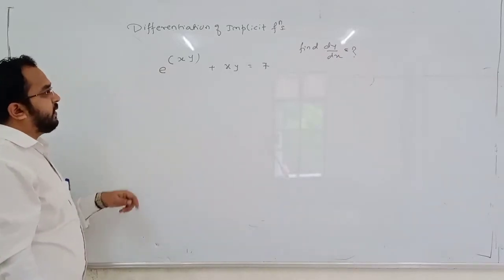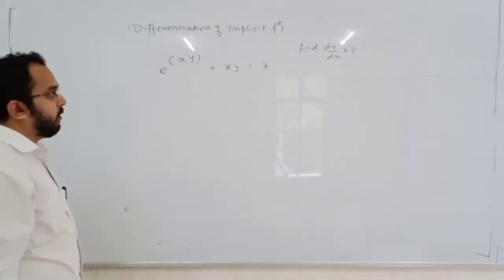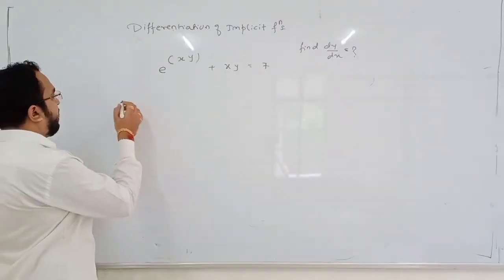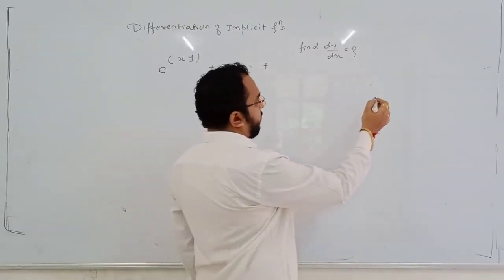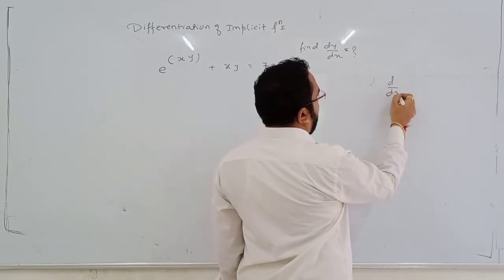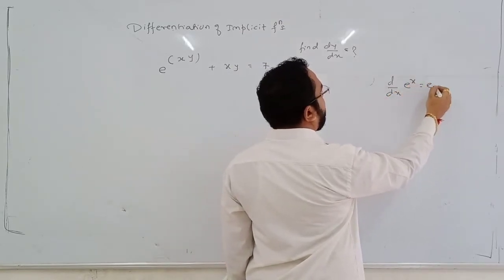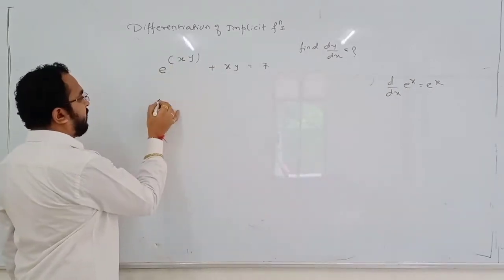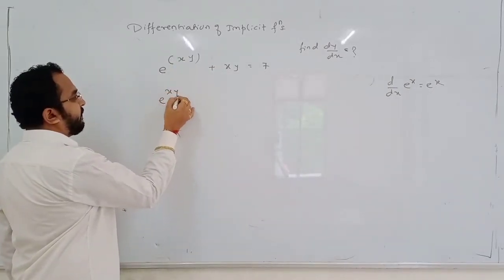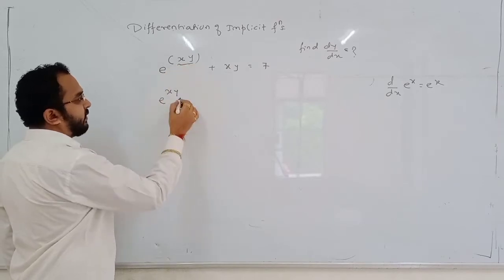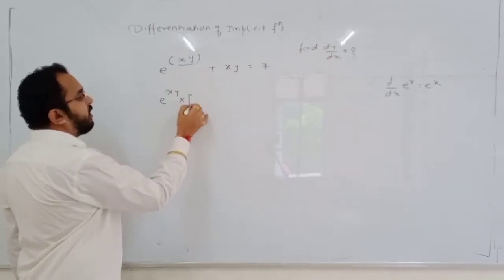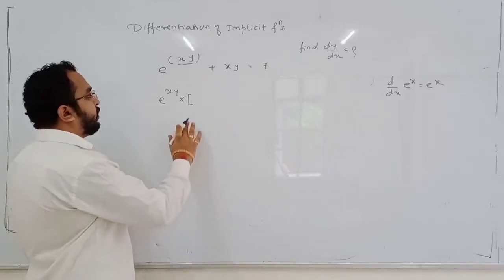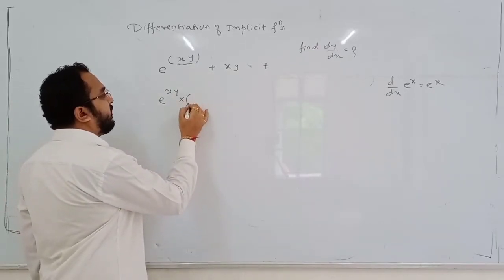So what is the differentiation of e to the power something? It will be e to the power something itself. Differentiation of e to the power x will be e to the power x itself. So differentiation of e to the power something will be e to the power something, but that something is not x, so we need to differentiate it again in the product.